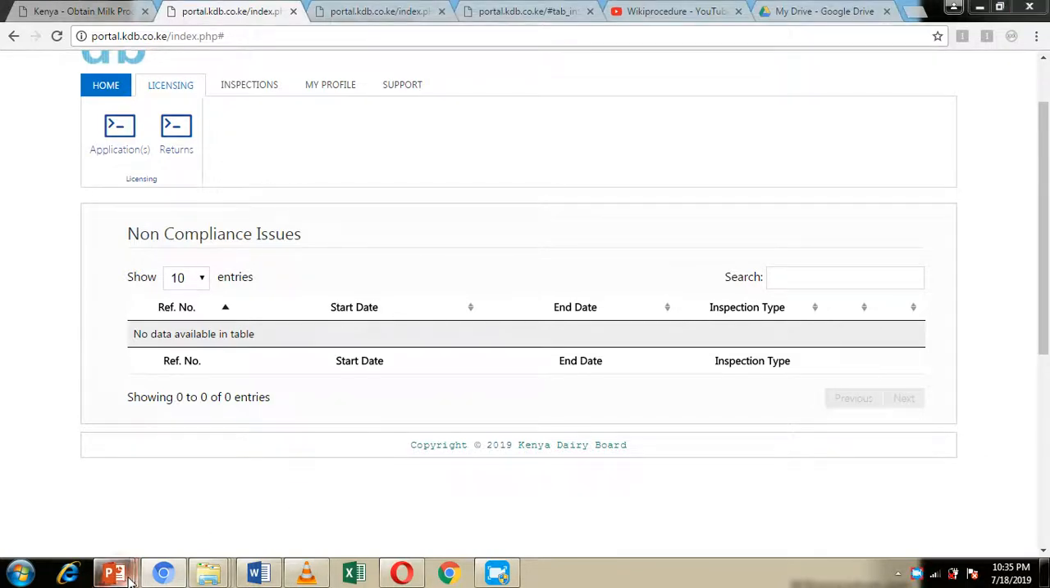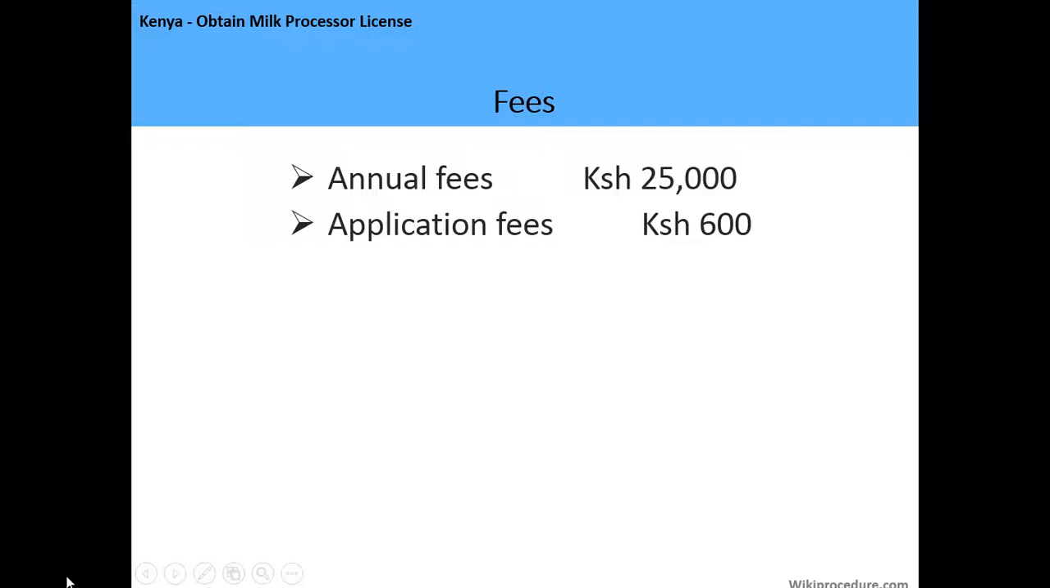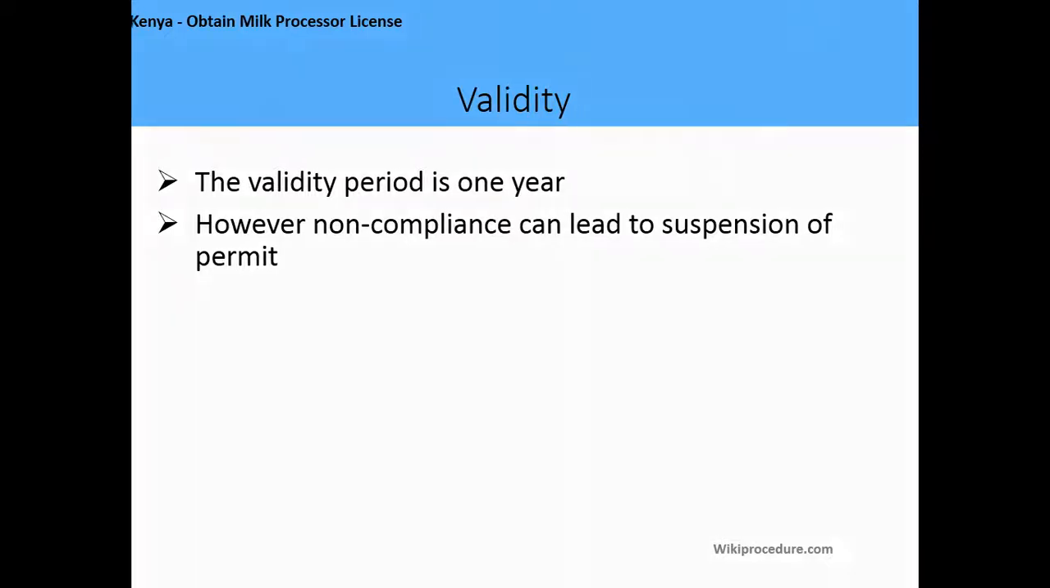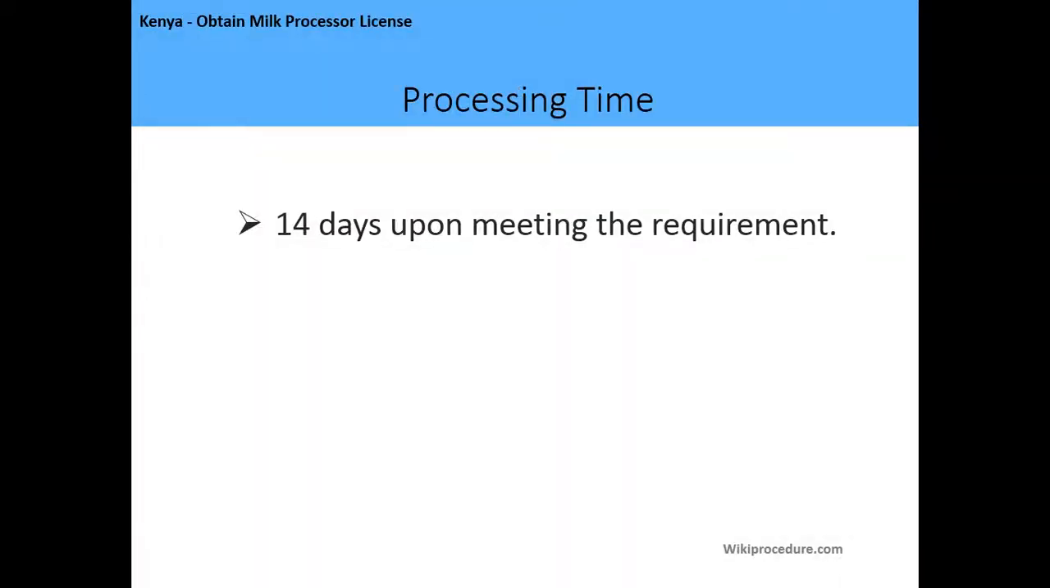So let's move on. The annual fee is 25,000. The application fee is 600. The validity period is 1 year. However, non-compliance can lead to suspension of the permit. The processing time is 14 days upon meeting the requirements.